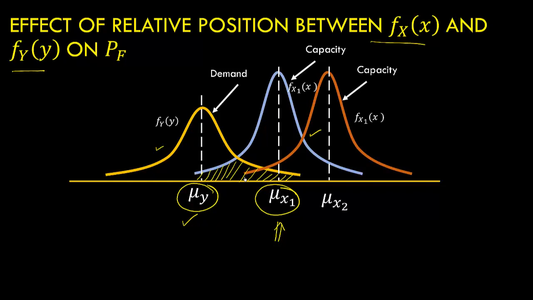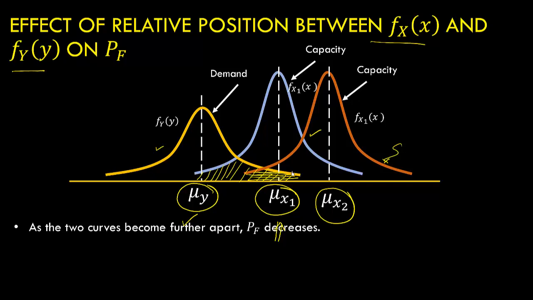Now if I shift my x curve, that is PDF for x, then I have a different mean. In that case, this is the region of overlap I have. So basically you can see this region has reduced. So I can say in this case probability of failure is less. So we can say as the two curves become further apart, the probability of failure, that is PF, decreases. As this distance increases, the PF basically reduces.